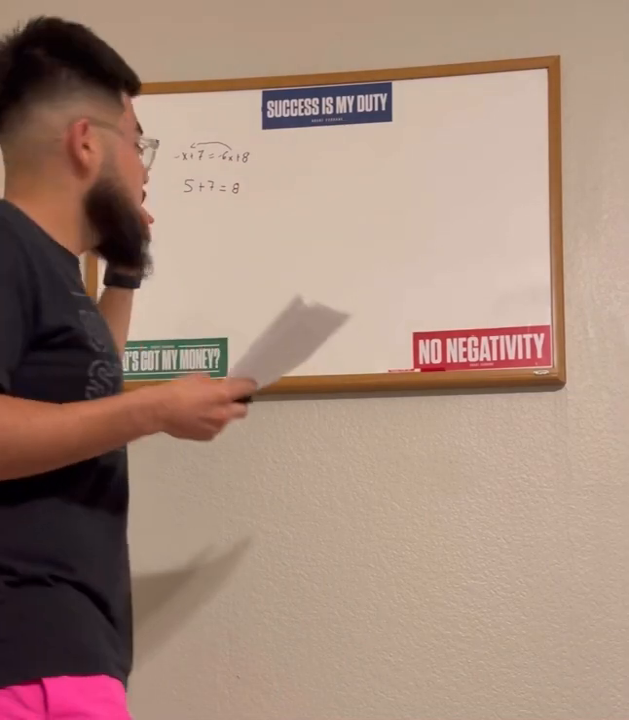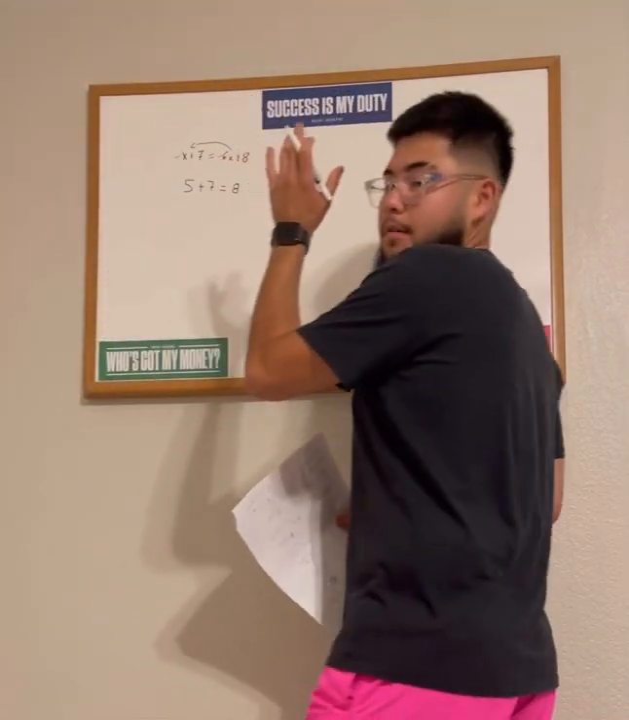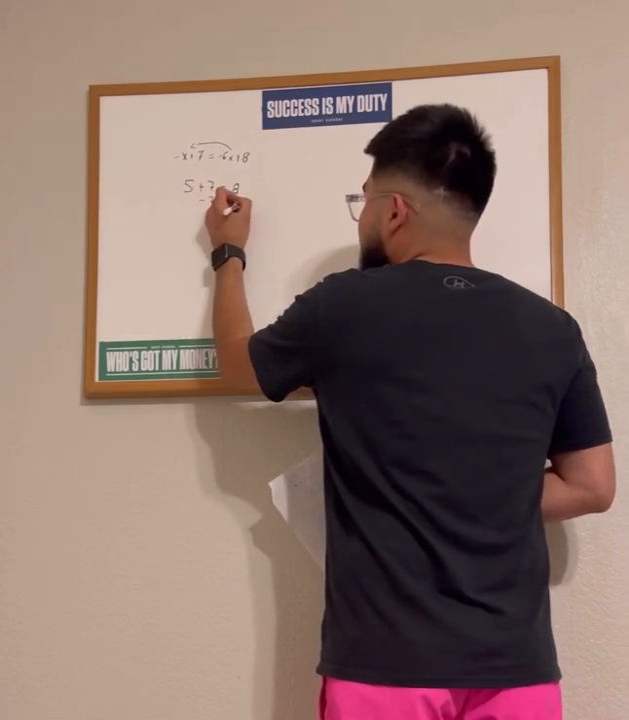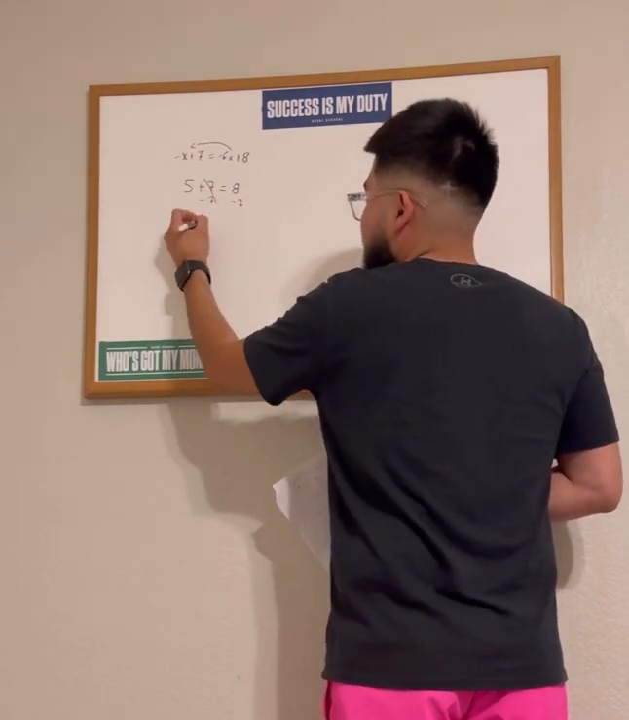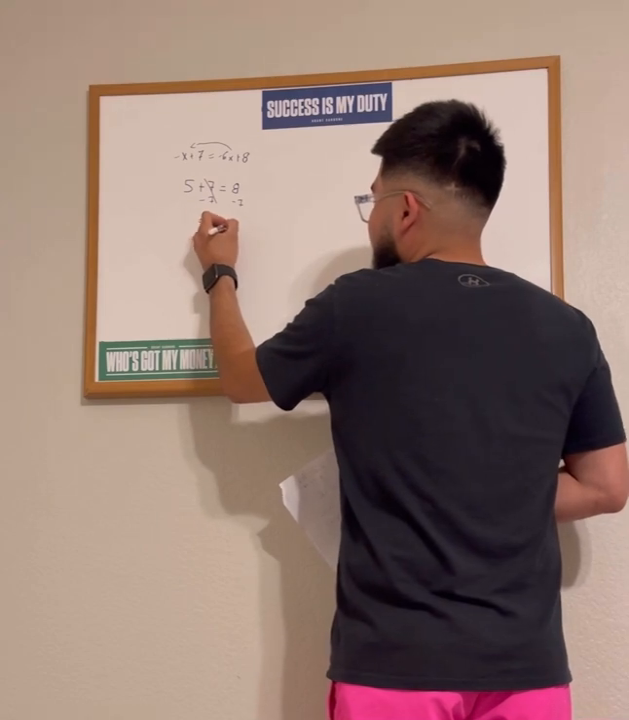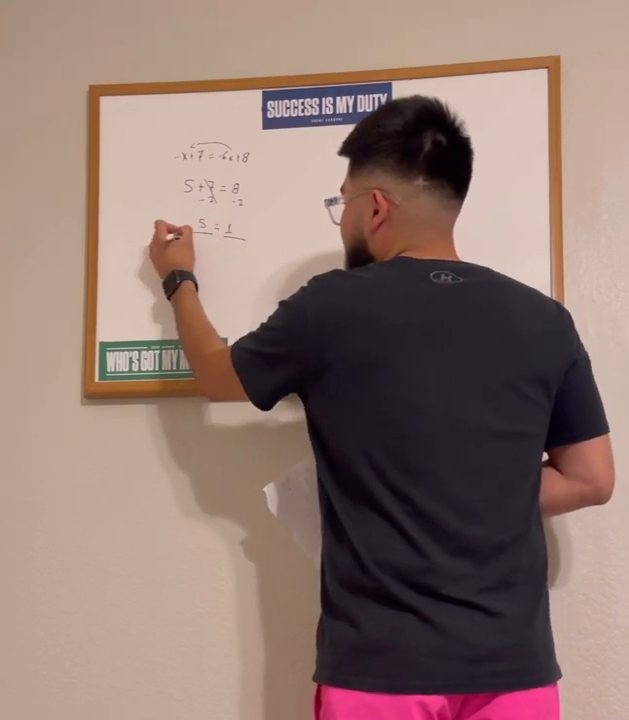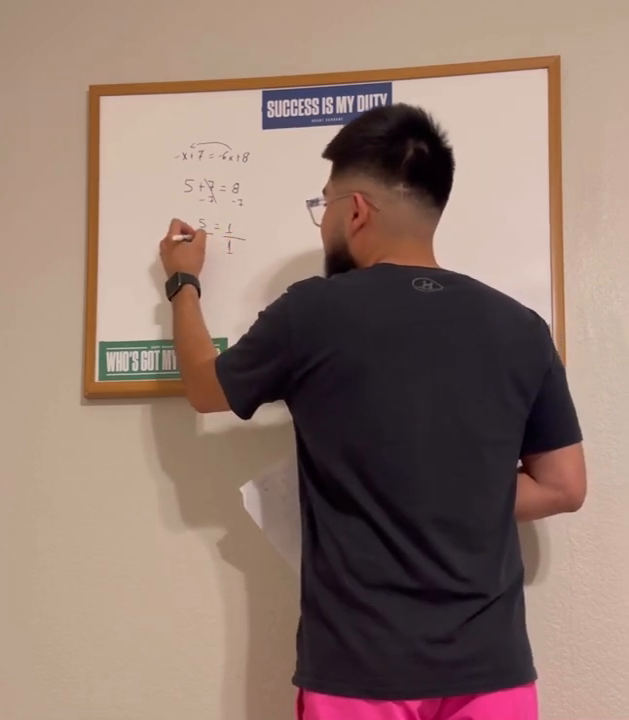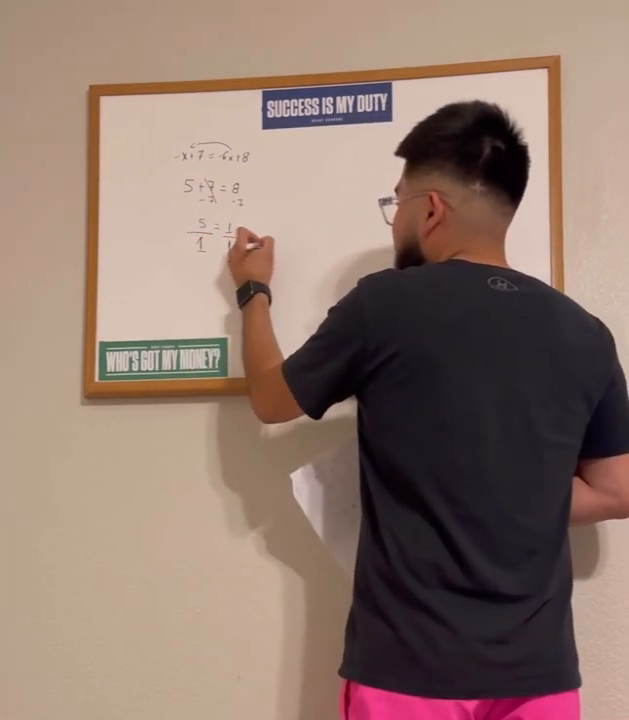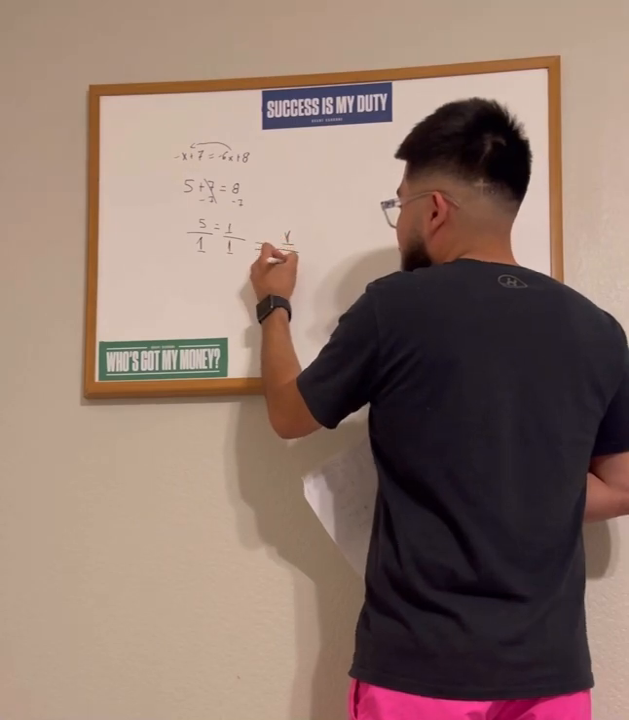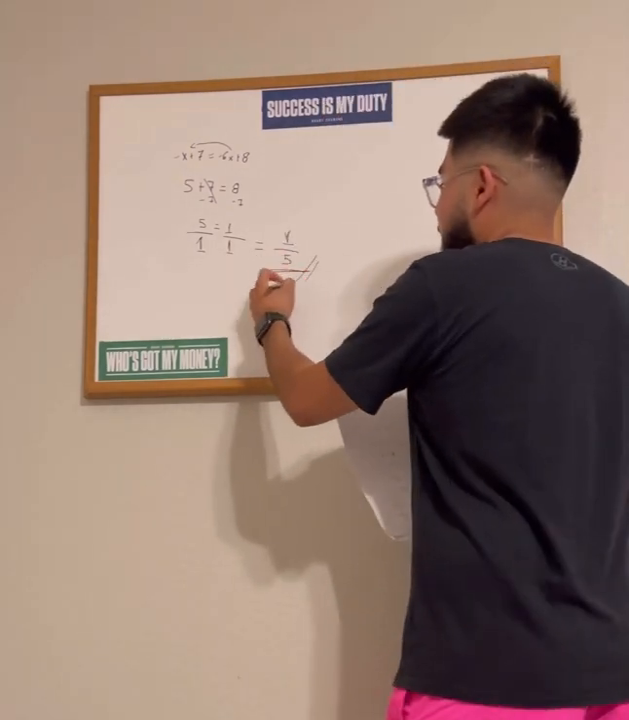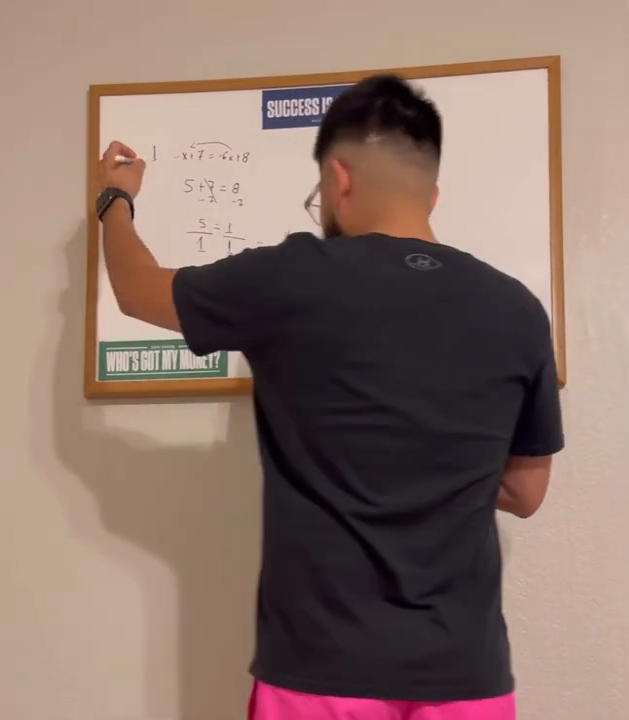So now I have to delete the 7 right here. So it's minus 7 minus 7. So this delete, so it's 5 equals 1. So you have to divide for the less 1. So it's 1 times 1. So it's 1. So this is the answer for the first problem right here.